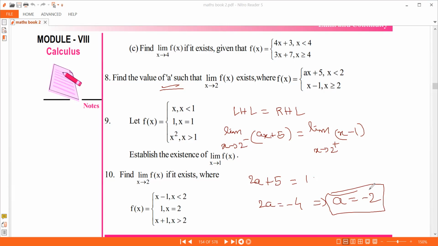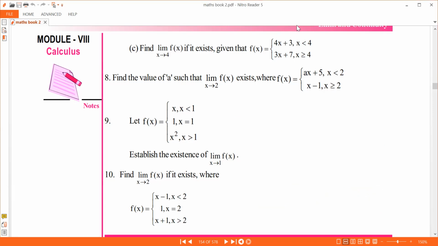So 9th and 10th, I'll leave it to you as homework because there is nothing big in that. Okay, Aditi, 9th and 10th, you can give it, right? Nothing big in that.